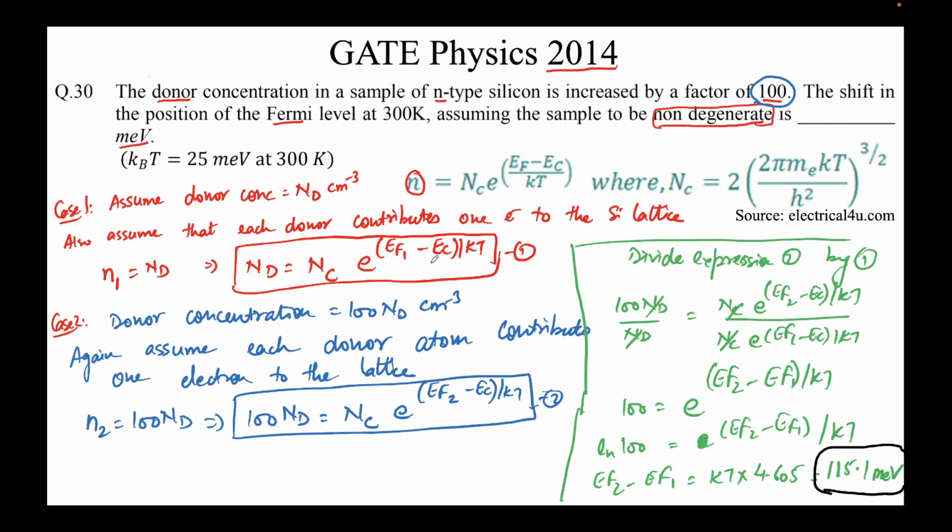It doesn't say how many decimals, so I will just provide a whole number. So I'll simply write 115. 115 meV is the answer and the units are meV here. So 115 is what we'll enter in our numerical answer type question.